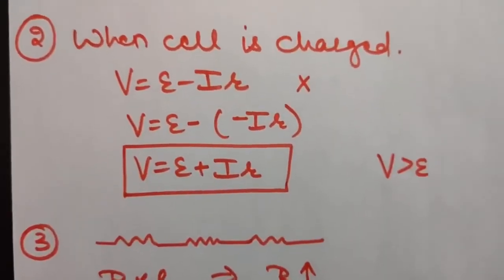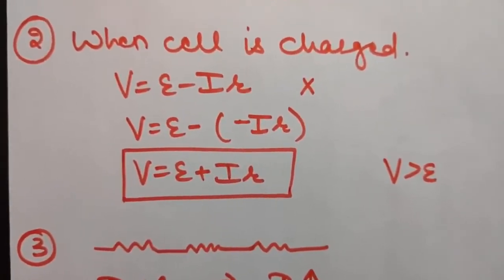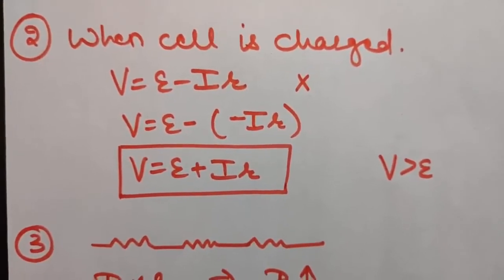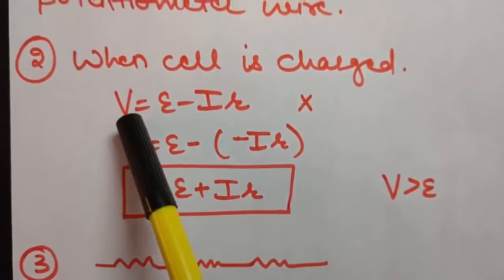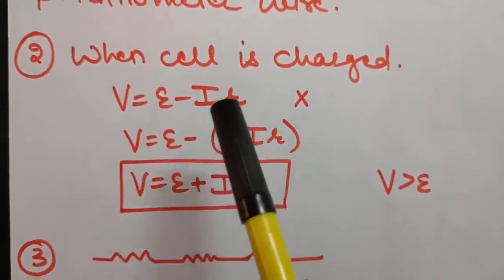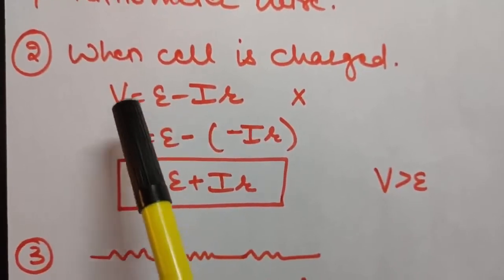The second question says, when will the potential difference of a cell exceed its EMF? As you know, EMF is greater than the terminal potential difference by this equation, V = E - IR. But in this question, it is asked when V will be greater than E.